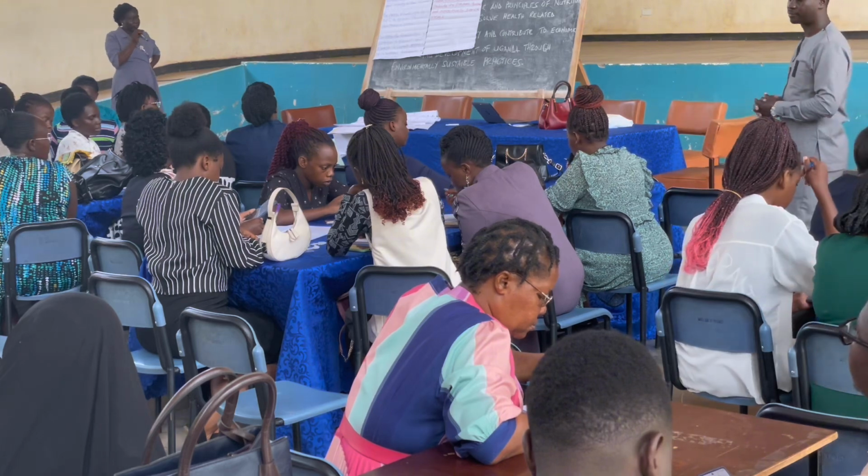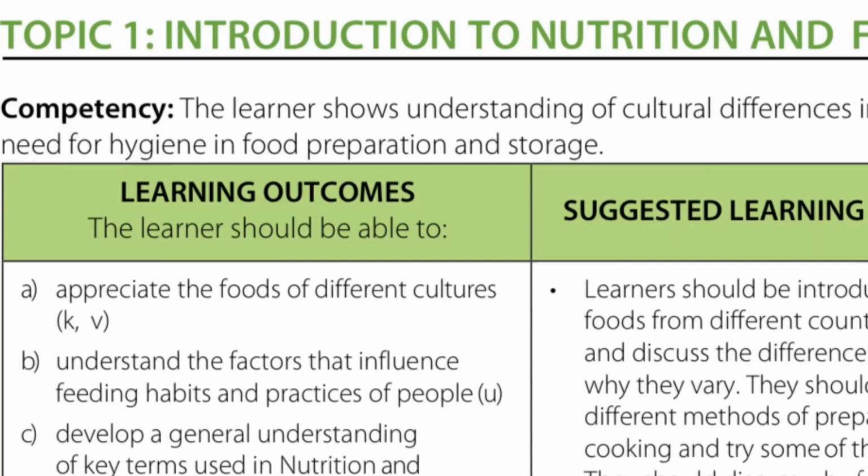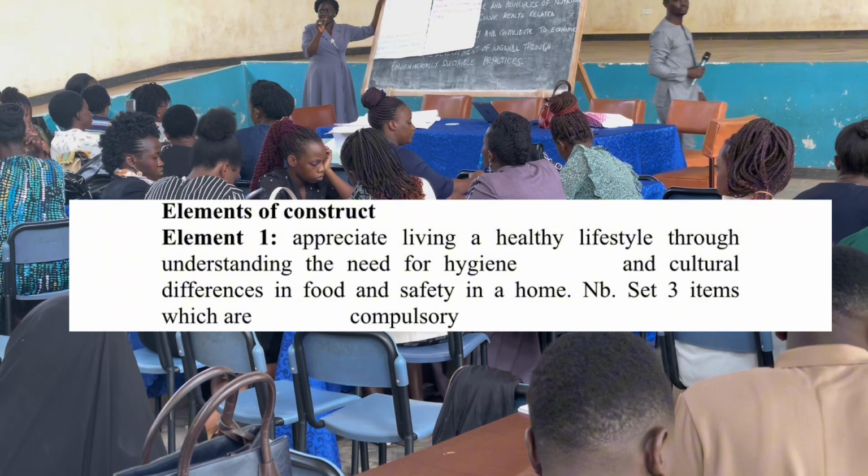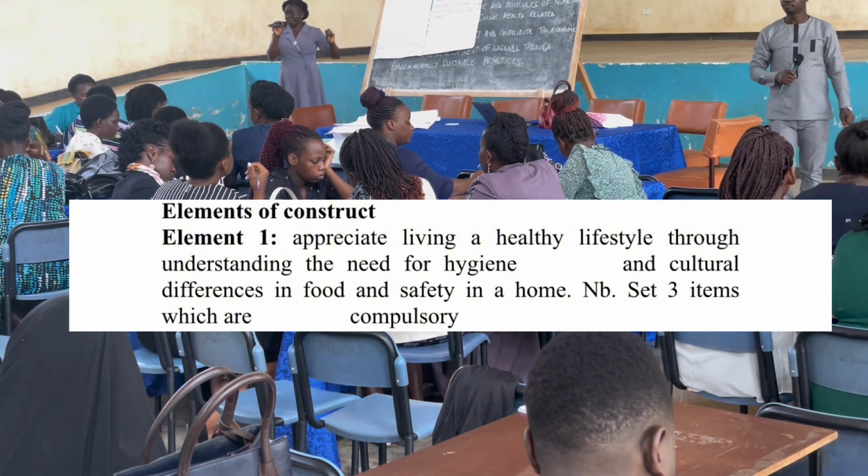Reading the second learning outcome, it says, understand the factors that influence feeding habits and practices. Understand the factors that influence the feeding habits. Where can we put that one? Under which construct? Element. She's saying A. Someone is saying A. Is it okay? Can we put it under A? Yes? Okay. The third learning outcome.